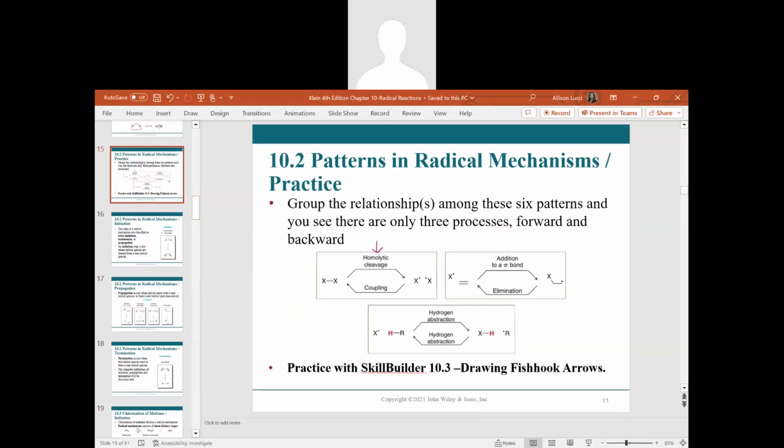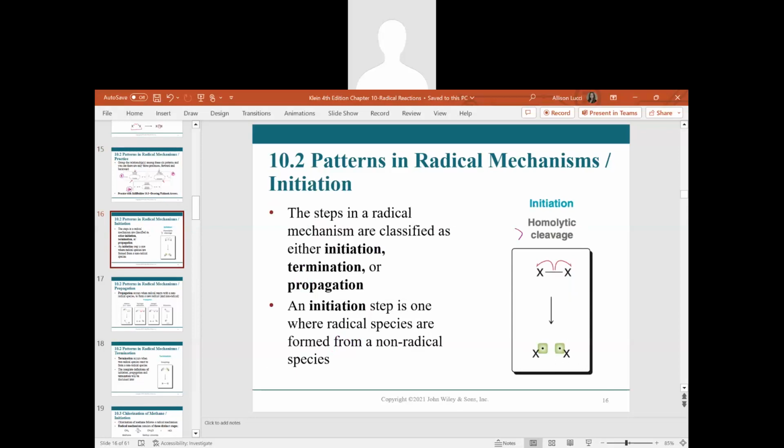On the next slide here, they organize each of these patterns in pairs. We have homolytic cleavage being the opposite of coupling in this first box here. Then we have our second box over here, where we have the opposite reactions of addition to a pi bond and then elimination. You can see we're going back and forth between reactants and products. And down the bottom, this last box shows how hydrogen abstraction and halogen abstraction can be considered opposites as well. So when studying these patterns, it might be helpful to group them in pairs of opposite reactions.